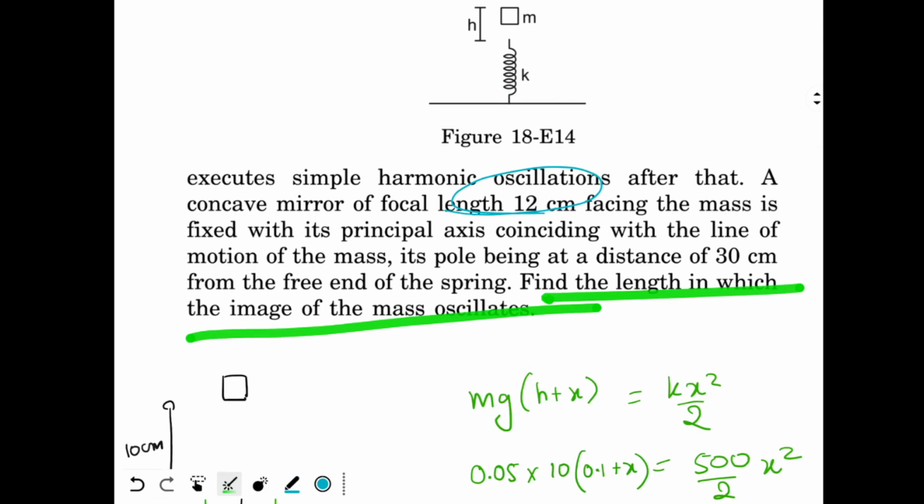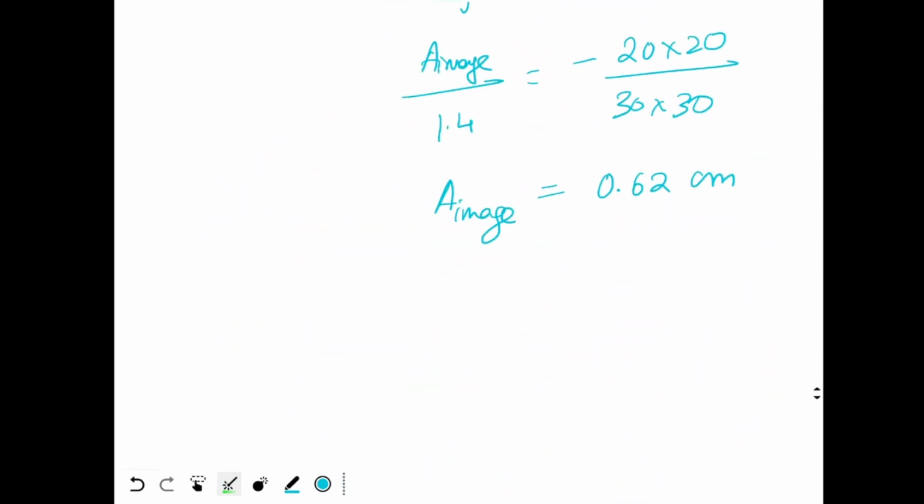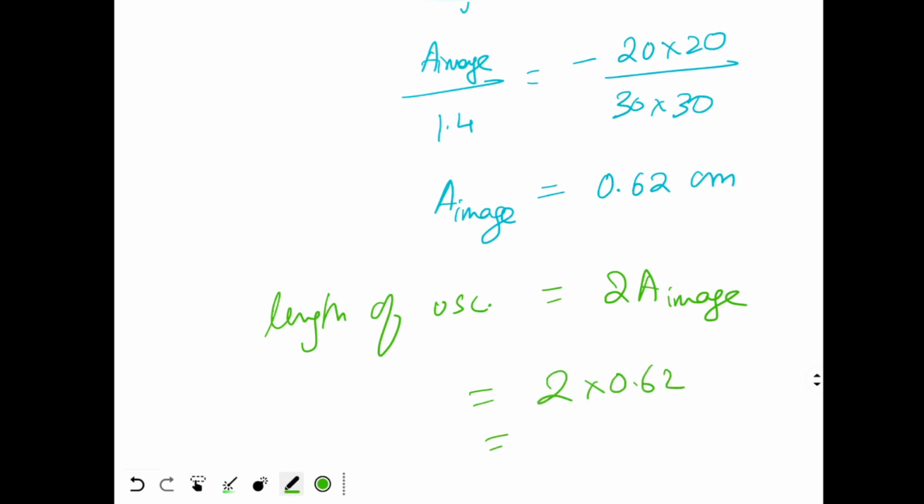And the question is asking the length in which the image oscillates. So the length of oscillation of image will be 2 times amplitude. Okay, so that will be 2 times 0.62, so that is 1.24 centimeter. This is the answer.